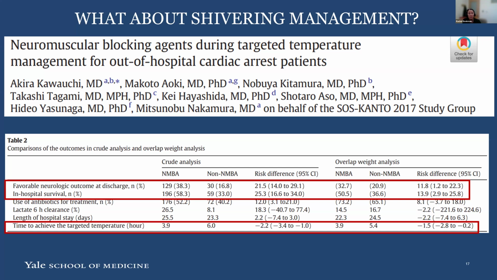Furthermore, the group that was treated with neuromuscular blockade had a shorter induction time by about an hour and a half. We validated this data in our cohort and found that both the time to initiate temperature control and the use of neuromuscular blockade during induction were important process metrics.